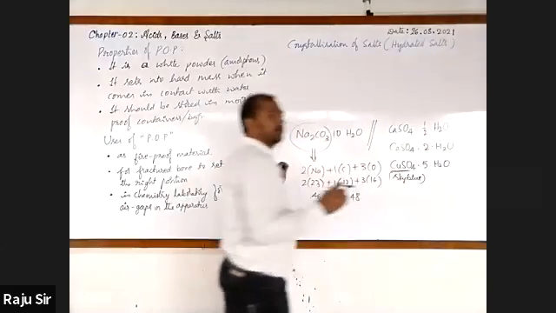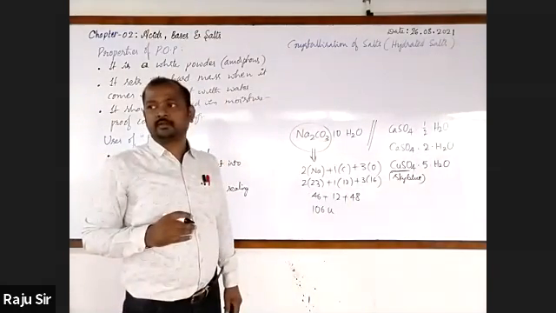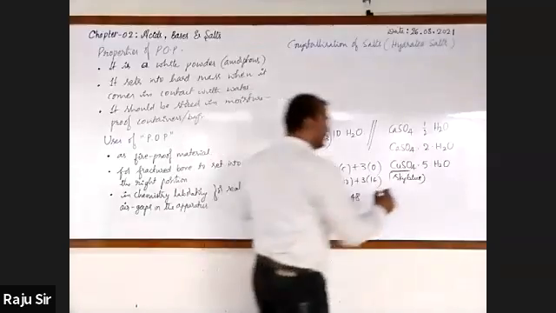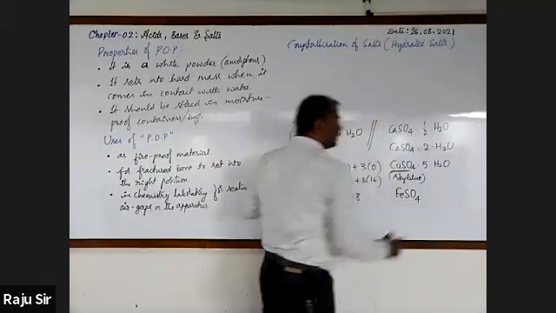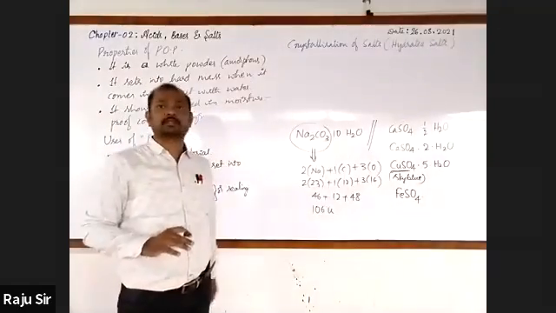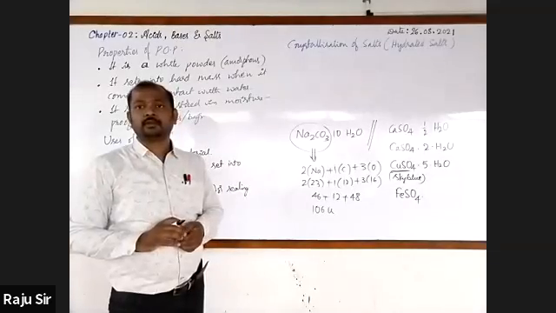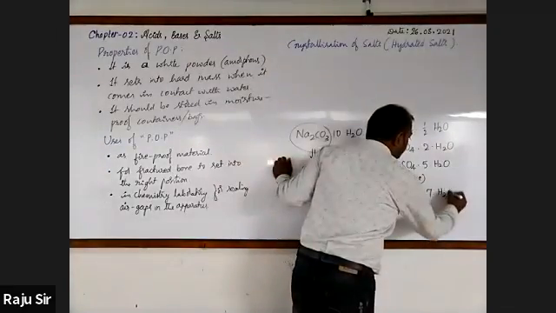Similarly, another one. A pale green color salt is there: FeSO4, iron sulfate. This color is due to the presence of a fixed number of water molecules in one formula unit, 7H2O. FeSO4.7H2O. Very good. 7 molecules of water are present.